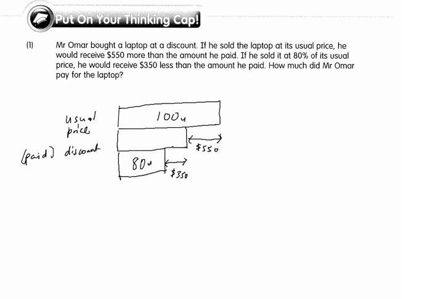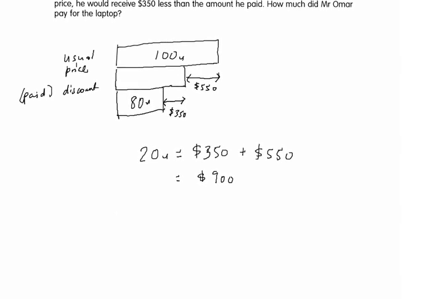Okay. So, what we can see here is that 20 units is actually $350 plus $550, right? Which is equal to how much? $900. But I want to know how much he paid for the laptop. First of all, to find the laptop's price, we need to find 100 units first, right? Correct?